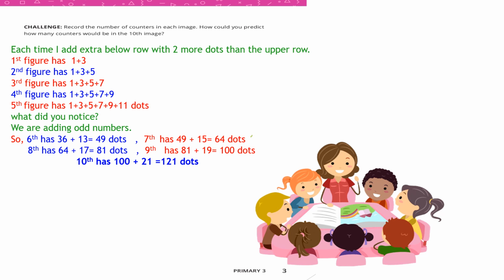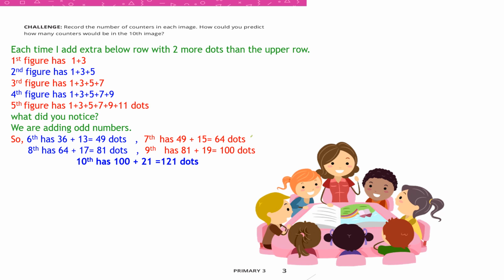Each time I will add the next odd number. In the fifth image, all dots are equal 36. So number 6 has 36 dots plus 13, which is the next odd number after 11. All of them equal 49. Then we will take 49 in 7th and add 15.